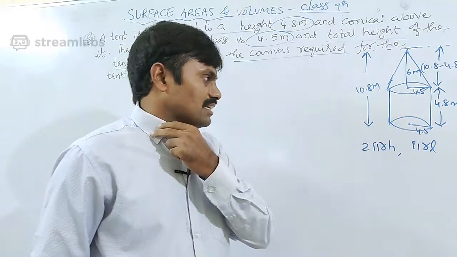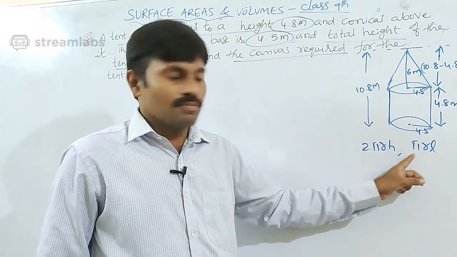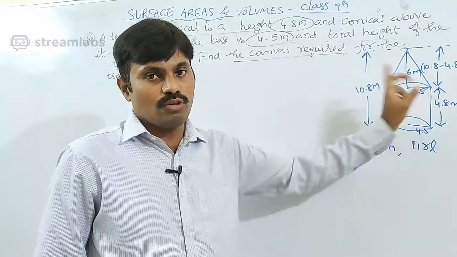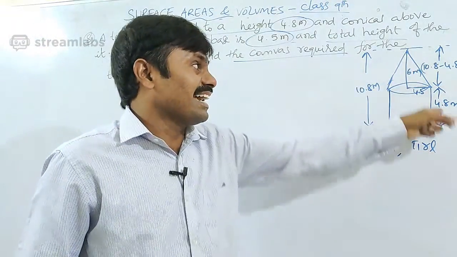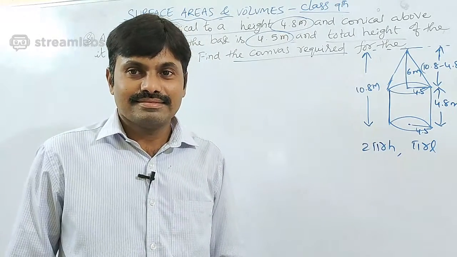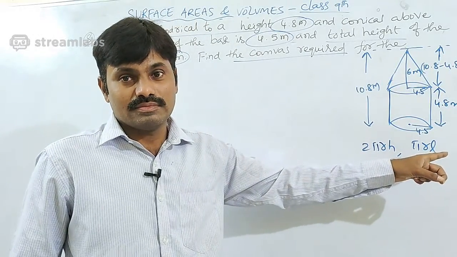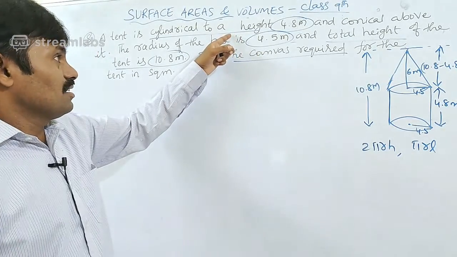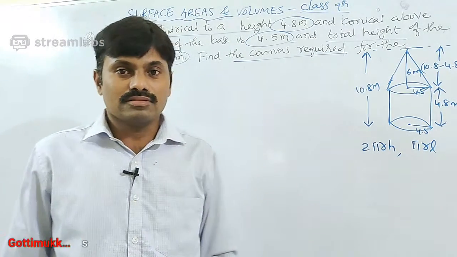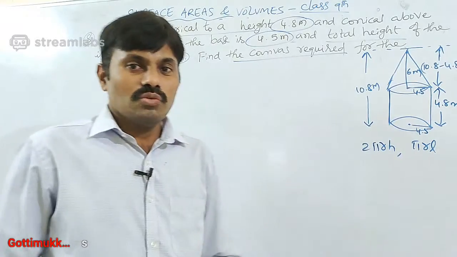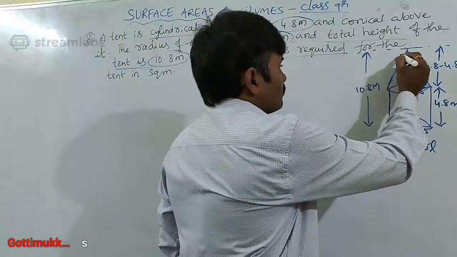But come to the cone. The CSA of a cone formula is pi r l. Pi is 22/7, r, the base radius, is the same as the cylinder, 4.5. And what about l, the slant height? Do you know the slant height here? If you know the slant height, we can find the curved surface area of a cone. But in the given question, is the value of l given? No. What is the slant height here? Slant height means this value.